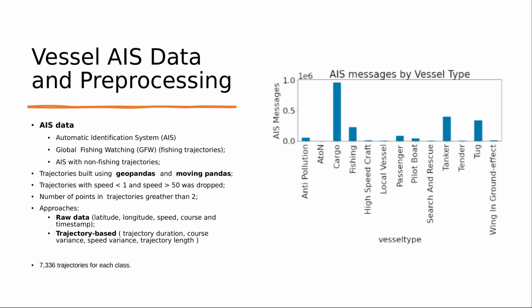So in the literature, there are two types of preprocessing approaches: using the raw data and using the trajectory-based data. In the raw data, we have latitude, longitude, speed, course, and timestamp data. And in the trajectory-based data, we have trajectory duration, course variance, speed variance, and trajectory length data. After the preprocessing, we have 7,336 trajectories for each class.